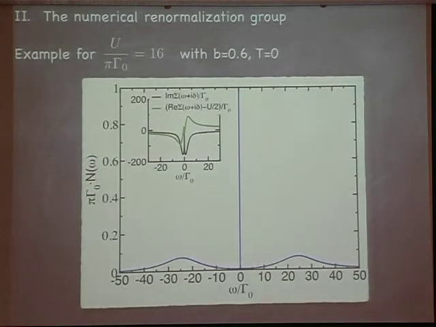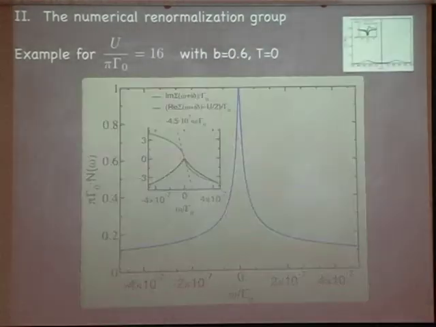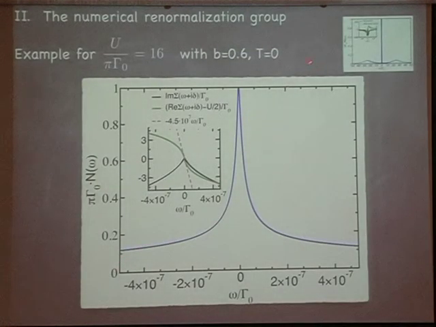And that's what you get when you take the other calculation with the 16. You get this wonderful nice resonance called Kondo resonance. These are the Hubbard bands. This is the Kondo or Abrikosov-Suhl resonance. If you blow it up, it takes this form.